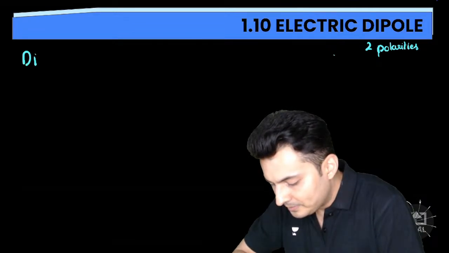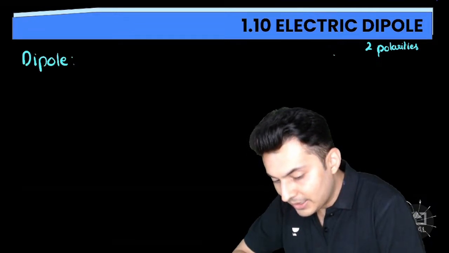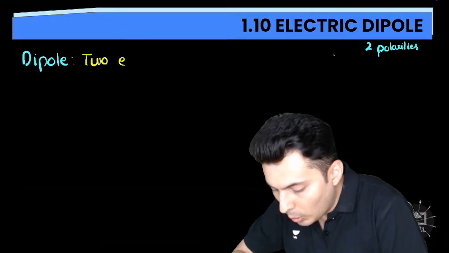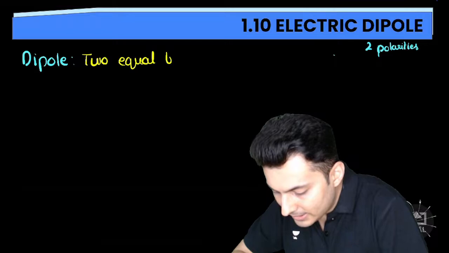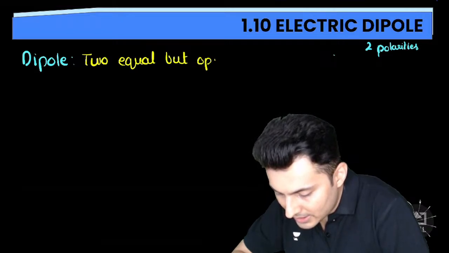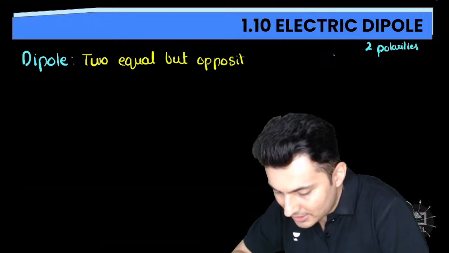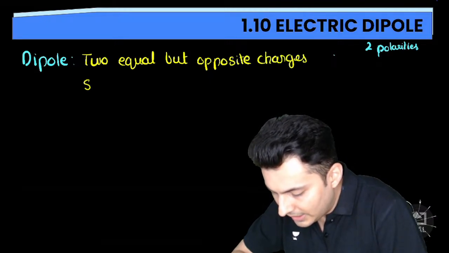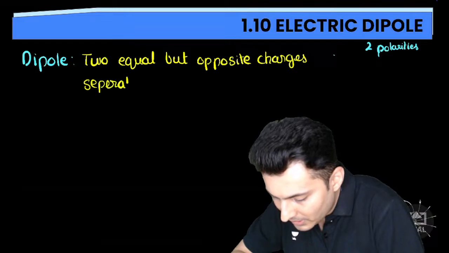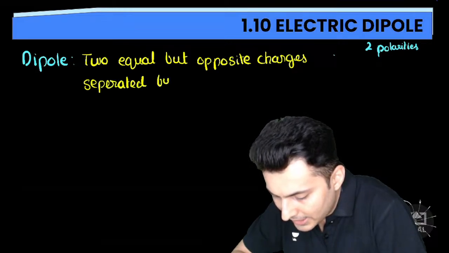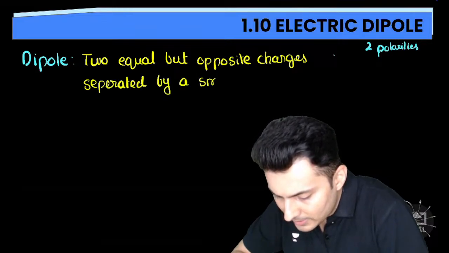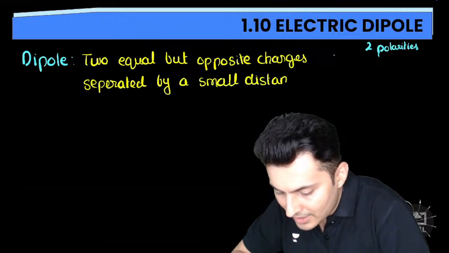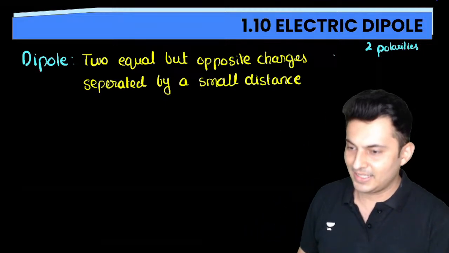A dipole is nothing but two equal but opposite charges separated by a small distance. That is what I call a dipole in physics.